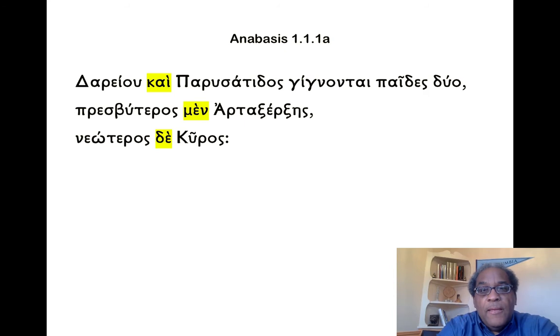So here we have, after the kai, which simply links the father and the mother, we have men saying, on the one hand, there was the elder one, Artaxerxes, and on the other hand, there was the younger one, Cyrus. So we see very clearly here the very, very common use of men and de to juxtapose two different figures in contrast. And we see as well the elision of the verb to be. There, we just have presbuteros men, Artaxerxes, neoteros de Kuros.